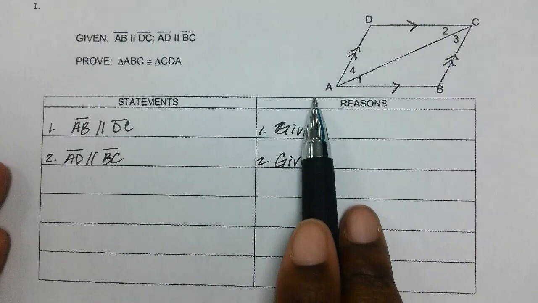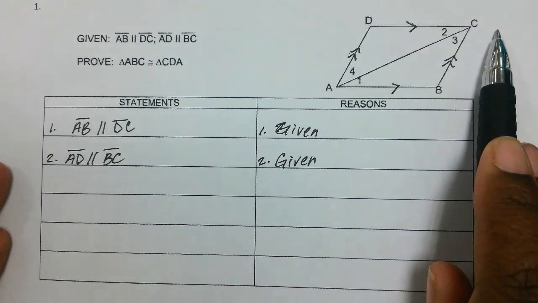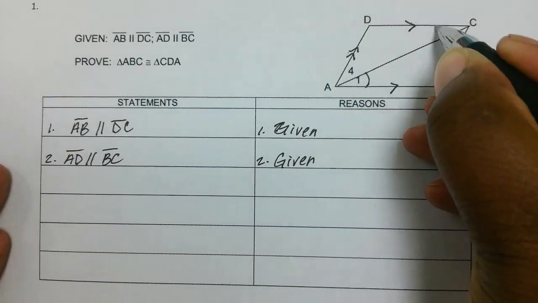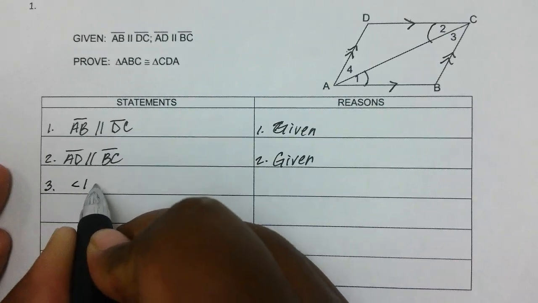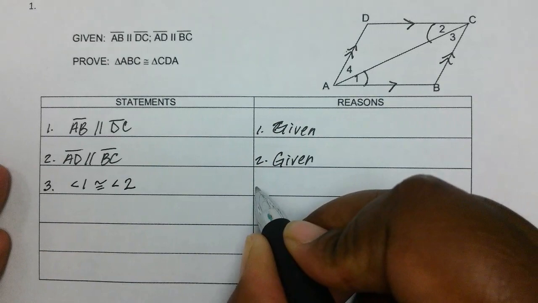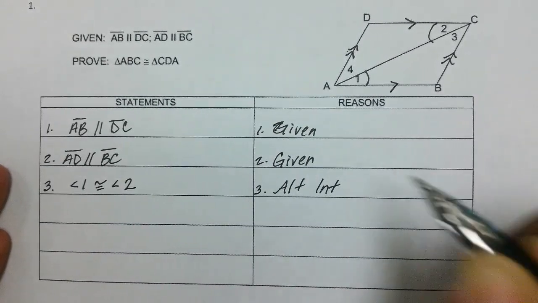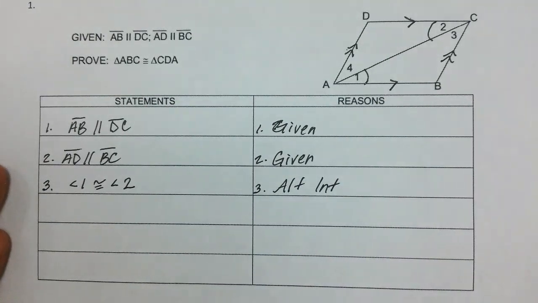So since AB is parallel to DC, I know that alternate interior angles are congruent. So I can say angle 1 is congruent to angle 2. And the reason why I know is because alternate interior angles are congruent. So alternate interior, that's what I can write. Anytime they tell you there are parallel lines, look and see, are there alternate interior angles? Because a lot of times that's what they want you to say.